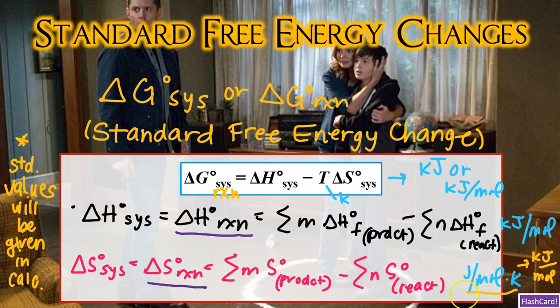Now you might say, wait a minute, I thought delta S naught of the system was joules per mole Kelvin. The reason why I didn't put the Kelvin here is because when you multiply your delta S naught value by temperature, the Kelvin unit in the temperature and the Kelvin unit for your entropy are going to cancel. So you're simply going to be left with kilojoules per mole, allowing you to subtract these two numbers and get an overall value for delta G naught of the system or reaction.